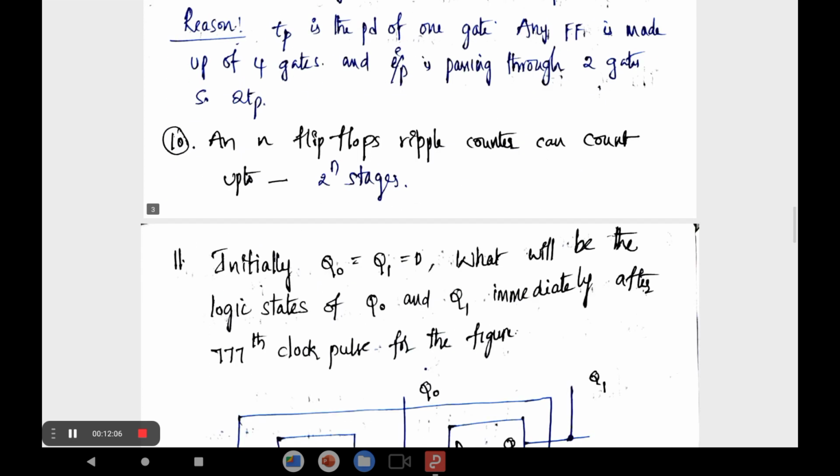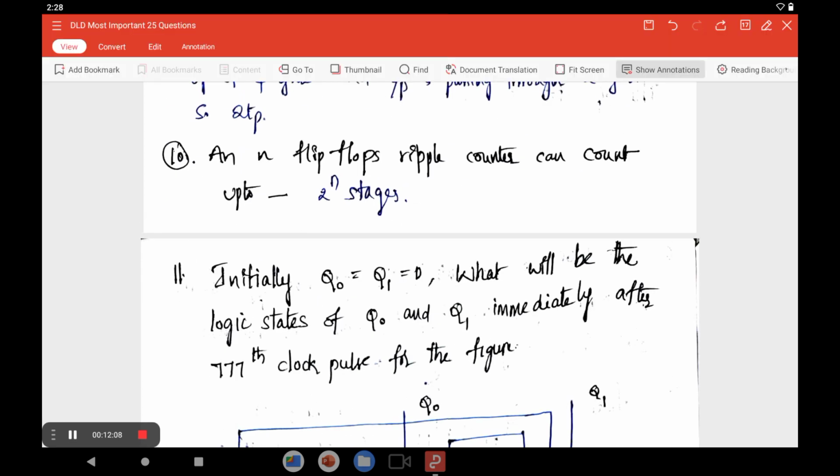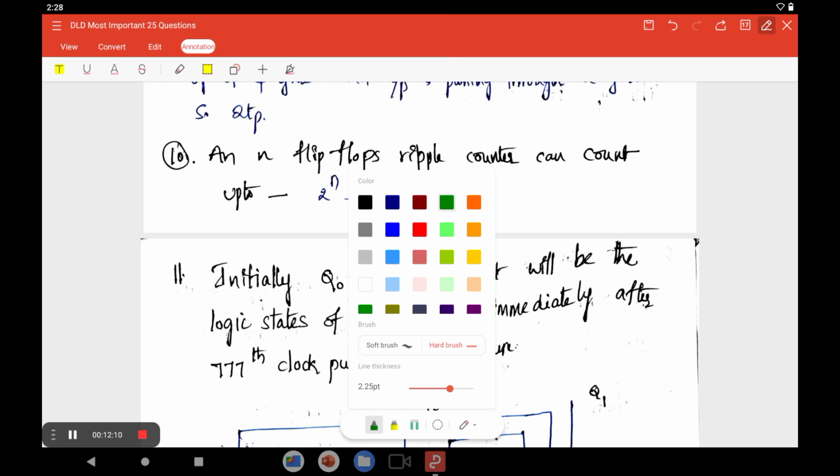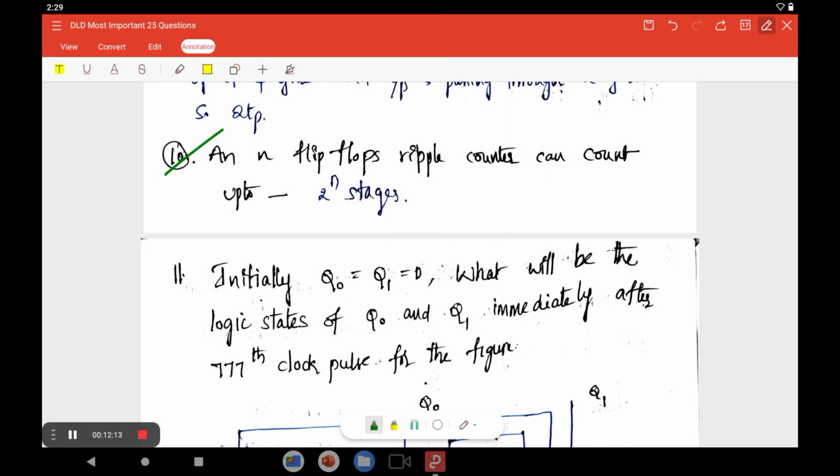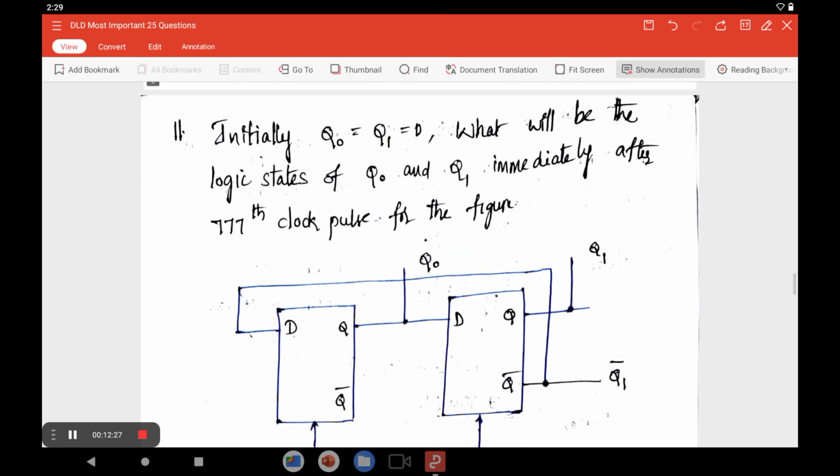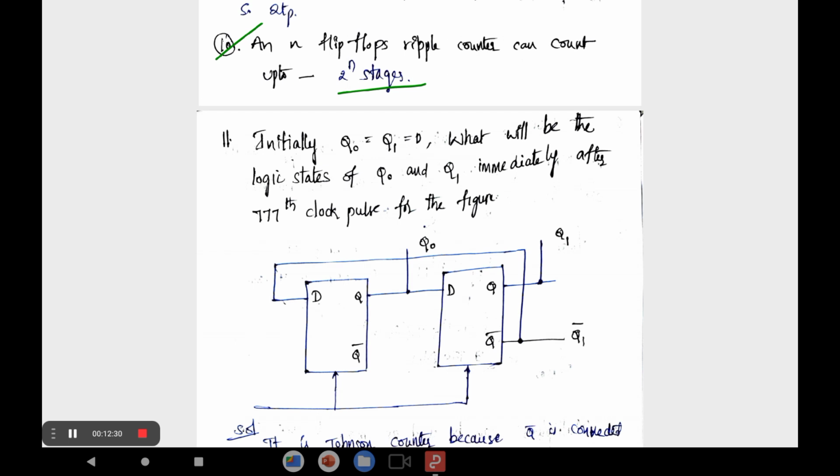This is very rapid fire, right? I don't want to take much more time on this case either. So the next question is: an N flip-flop ripple counter can count up to how many states? In the case of the ripple counter, it is 2 power n states. So that is also an important question, right? The next one is a very important and very conceptual question. Okay, let us see here.